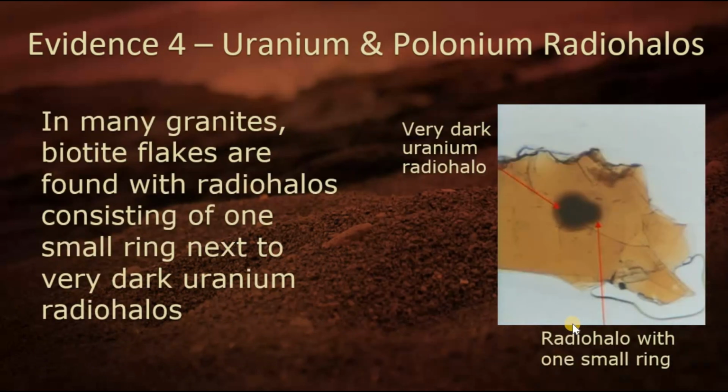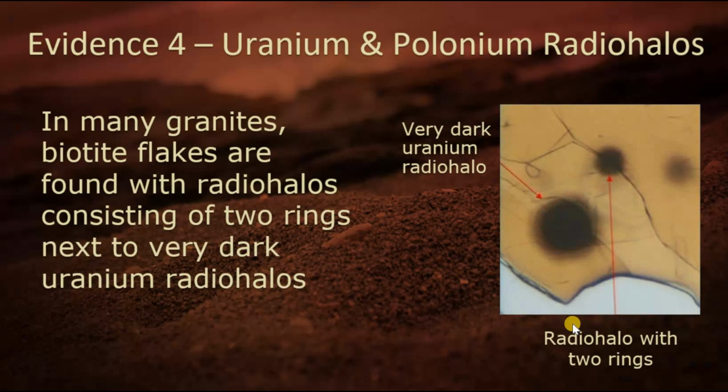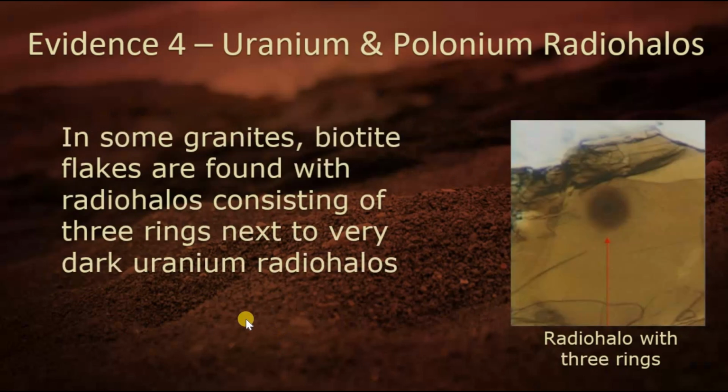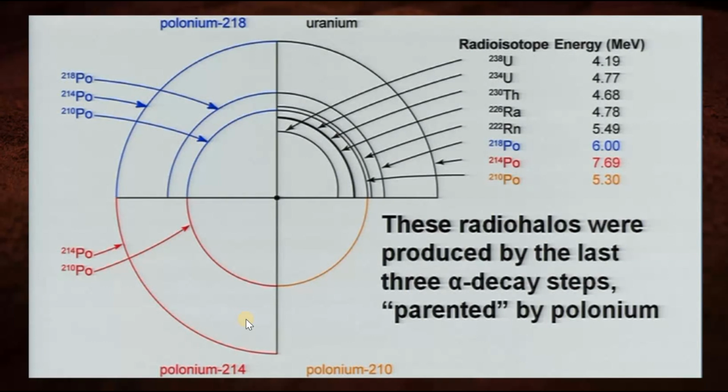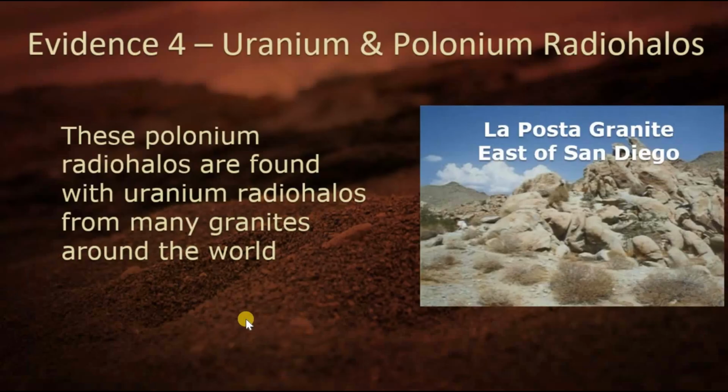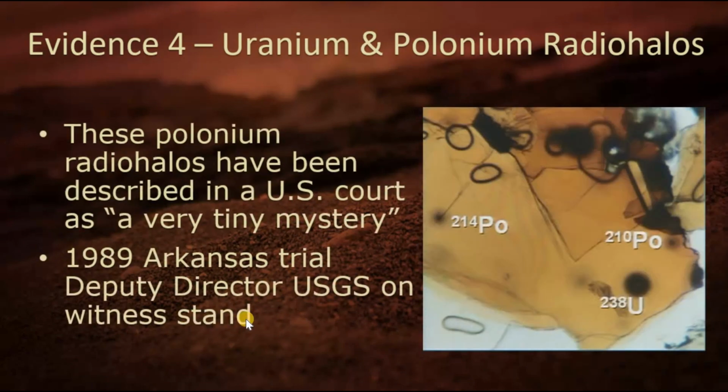In many granites, biotite flakes are found with radiohalos consisting of a small ring next to a very dark uranium radiohalo. In many granites, the biotite flakes are found with radiohalos consisting of 2 rings next to very dark radiohalos. In some granites, biotite flakes are found with 3 rings next to very dark uranium radiohalos. So these halos were produced by the last 3 decay steps, and it's by polonium. And these polonium decays, the last 3 decay steps, are very fast, and they were described as a very tiny mystery.